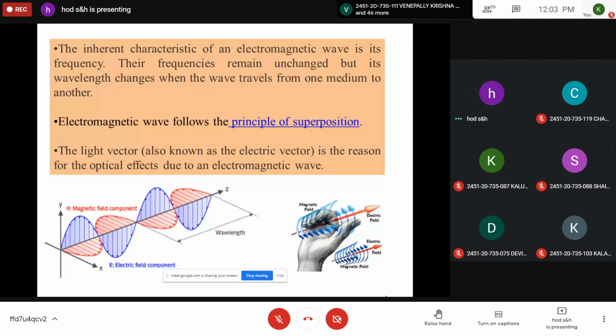The light vector, since light is also electromagnetic in nature, is the reason for the optical effect due to electromagnetic waves. Here you see the electromagnetic wave, with a magnetic field and an electric field coupled, traveling in this direction. The distance between two successive crests or troughs is equal to the wavelength. This is the representation of an electromagnetic wave. Also you have Fleming's thumb rule, which can be used to explain how the electric field, the magnetic field and the motion of a particle are related. The electric field is indicated with an arrow and the magnetic field in circular form. In this way, the electric field, the magnetic field and the motion of the wave occur simultaneously in space or in a given medium.